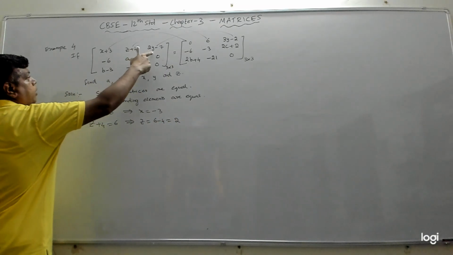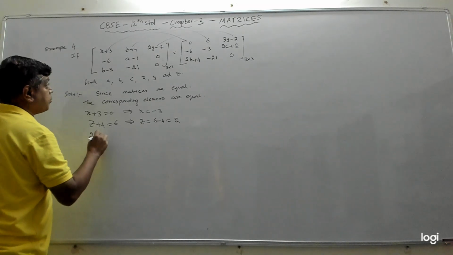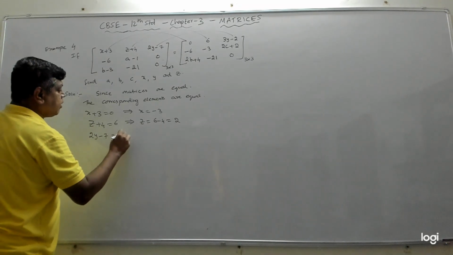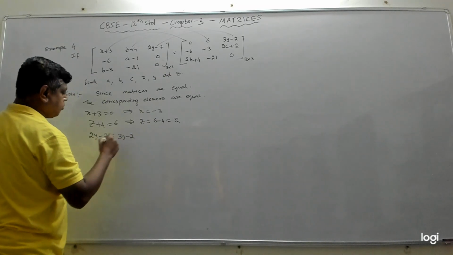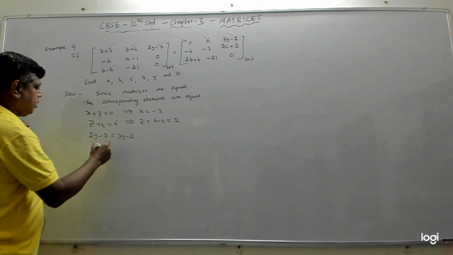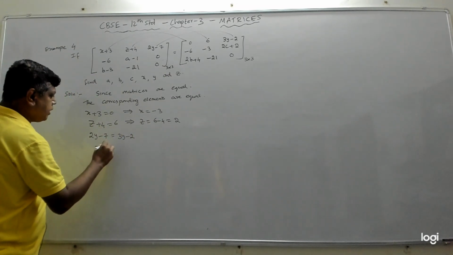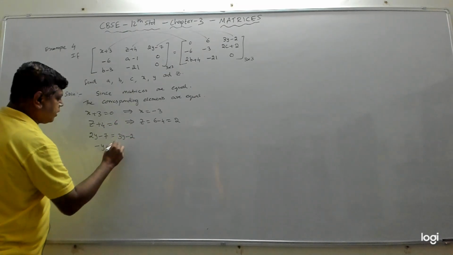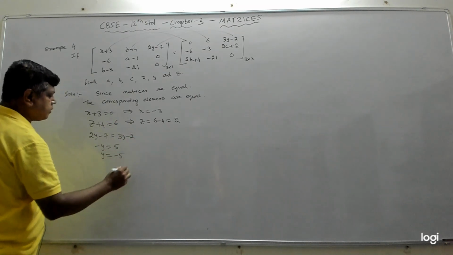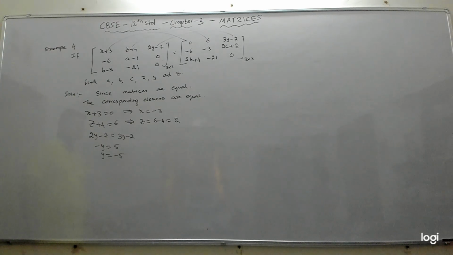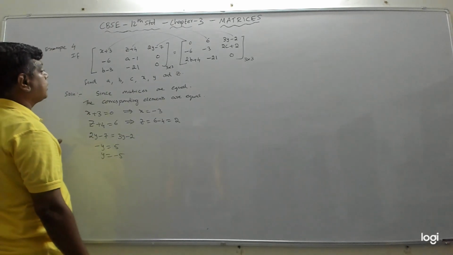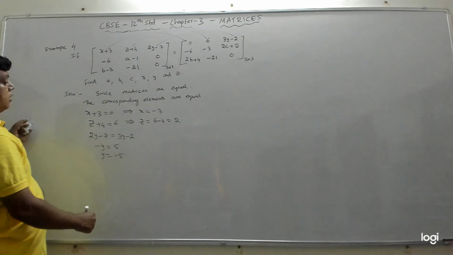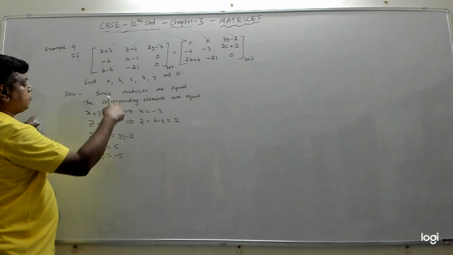Then what we have? 2y minus 7 is equal to 3y minus 2. If you solve this, what do we get? 2y comes to the other side, you get minus y equal to 5. So y is equal to minus 5. So y also we have got.